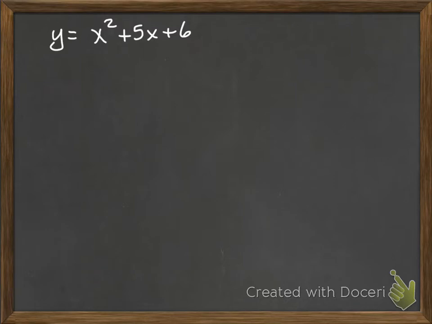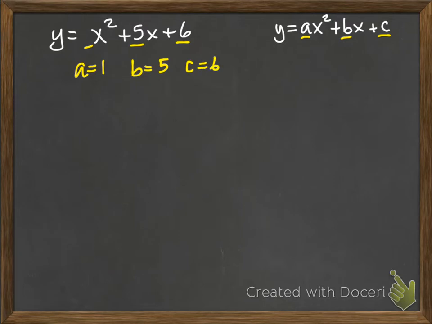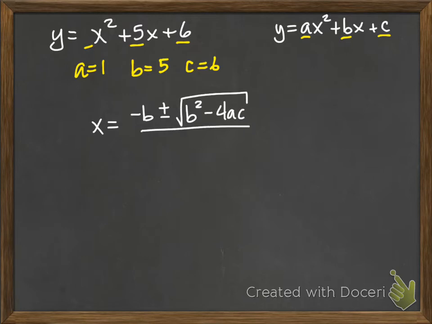To do that, first of all, we need to know the generic form, which is y equals ax squared plus bx plus c. This just tells you that a, b, and c are numbers, and we're going to look for those in anything that we're trying to solve. So in this case, our a is a 1, our b is a 5, and our c is a 6. That's important. So the basic quadratic formula is x equals negative b plus or minus the square root of b squared minus 4ac, all of that over 2a.